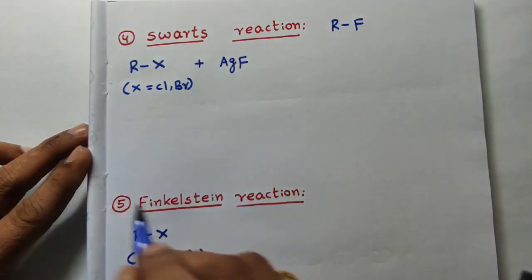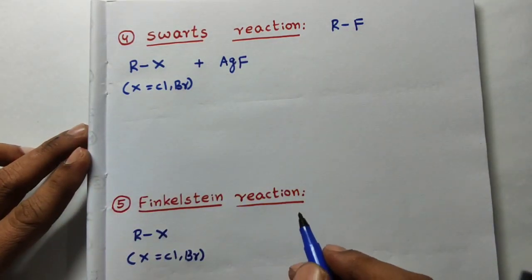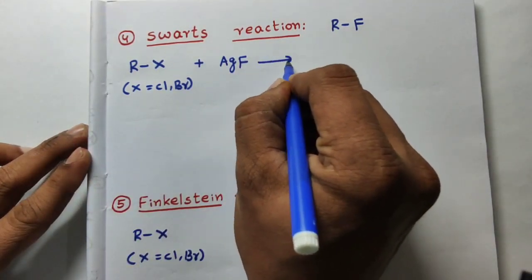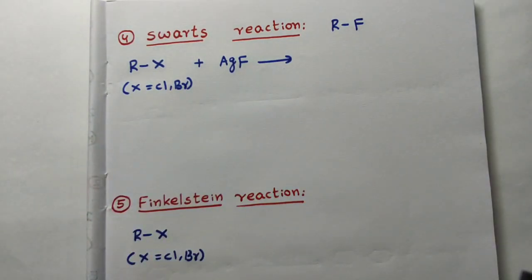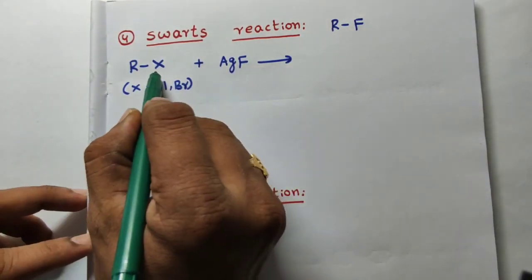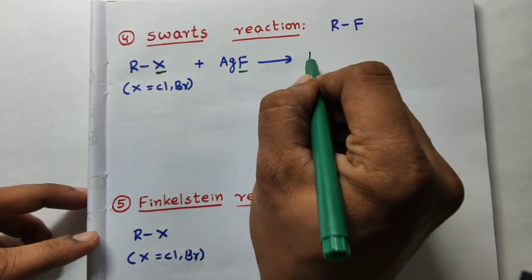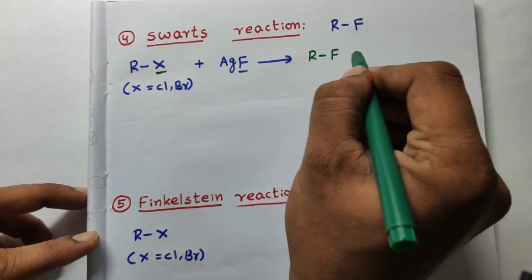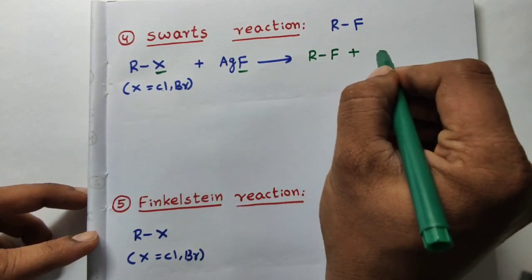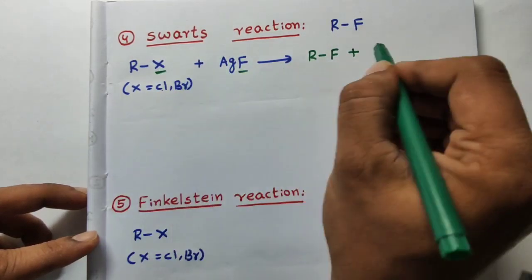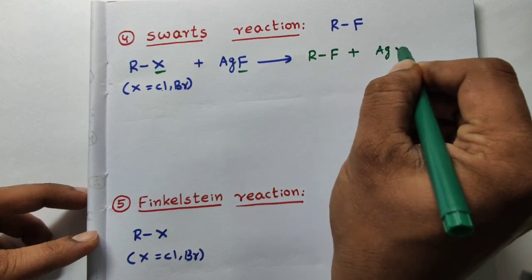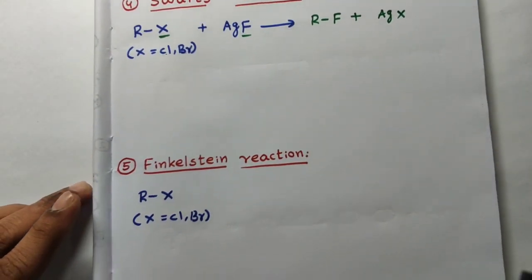AgF. It looks like KGF, right? Okay, so now let us write the reaction. In this reaction, the halogen is replaced by fluorine. So you will get RF, alkyl fluoride, and the remaining is AgX. Okay, next let us come to the Finkelstein reaction.